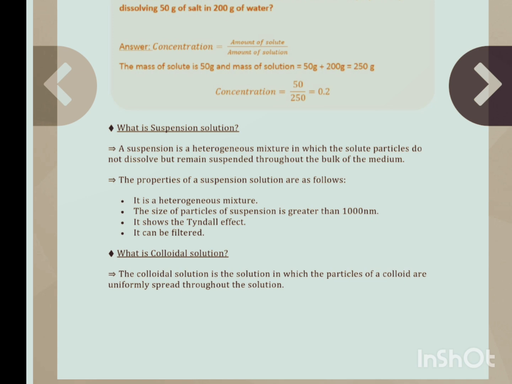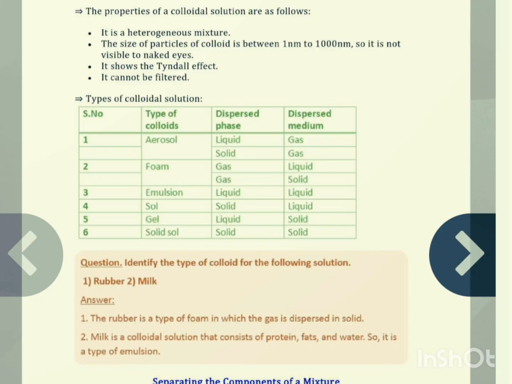Then we have colloidal solution. What is a colloidal solution? A colloidal solution is a solution in which particles of a colloid are uniformly spread throughout the solution. Properties we have here: it is a heterogeneous mixture. The size of the particles of a colloid is between 1 nanometer and 1000 nanometers, so it is not visible to the naked eye. It shows the Tyndall effect. It cannot be filtered.